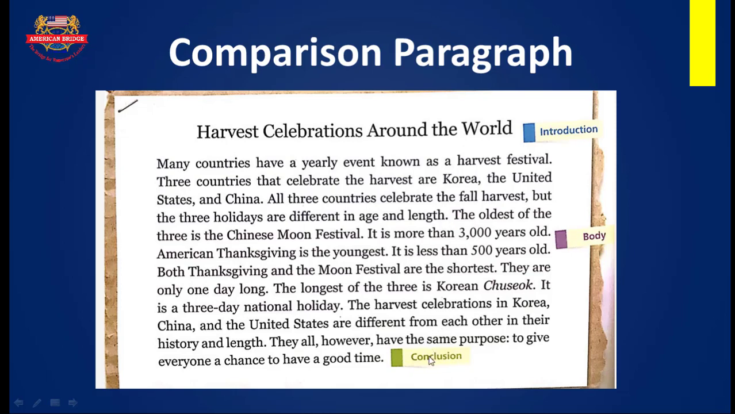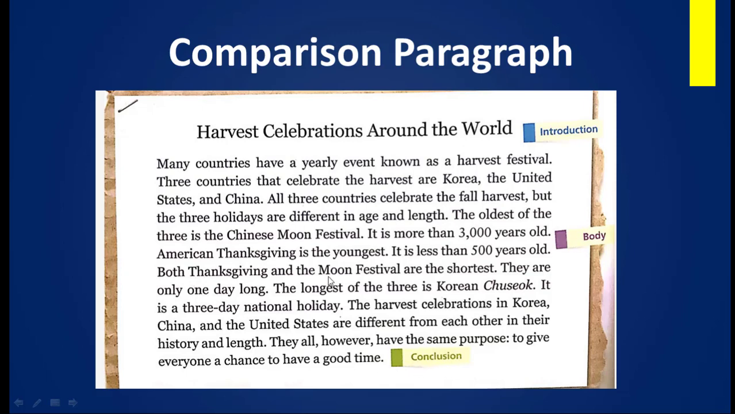The conclusion starts from here: the harvest celebrations in Korea, China, and the United States are different from each other in their history and length. They all, however, have the same purpose. The purpose is just to give everyone a chance to have a good time. So this is the conclusion of the paragraph.